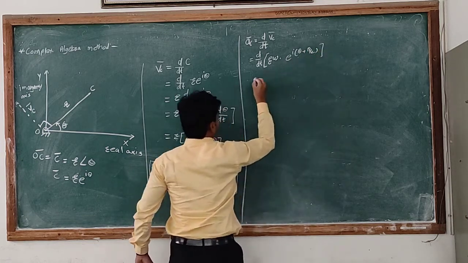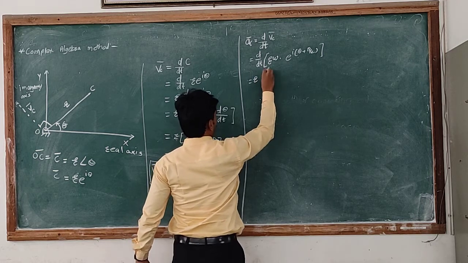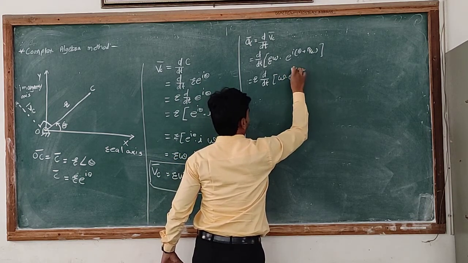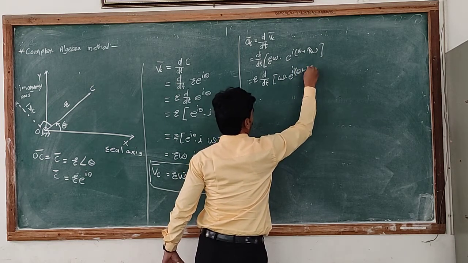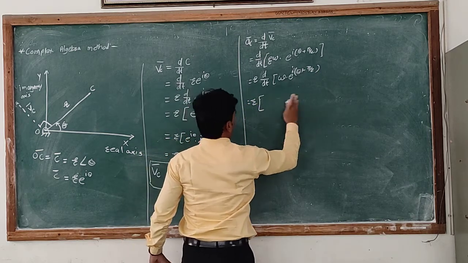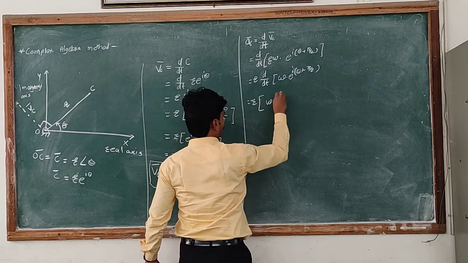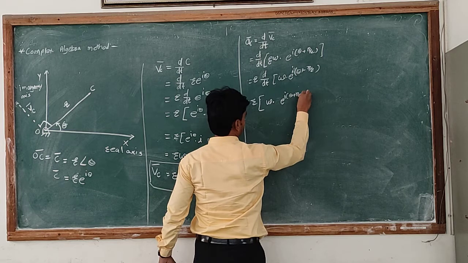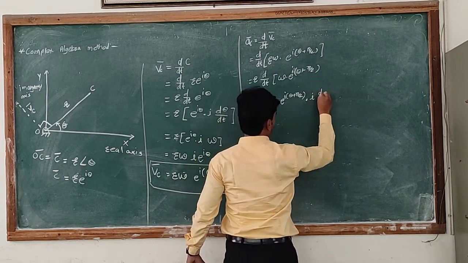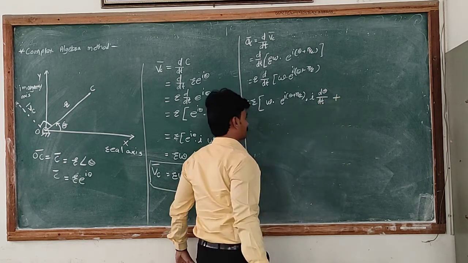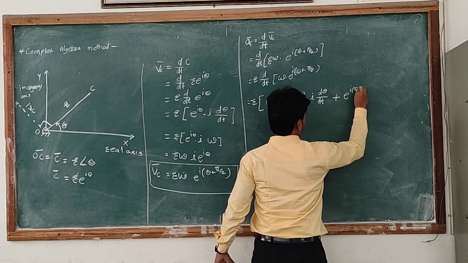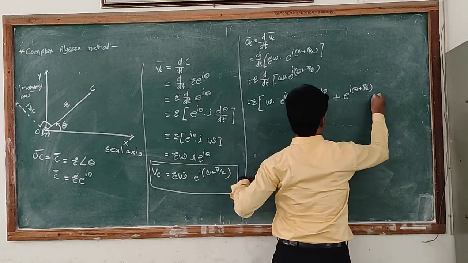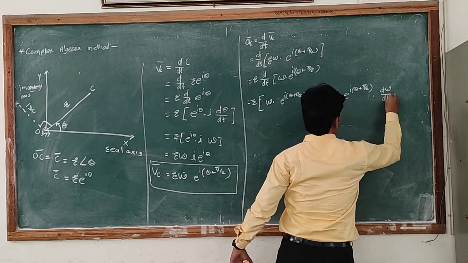Okay. If you differentiate it, R is constant. So R into, this omega is not constant here, so the derivative of this is e raised to I into theta plus pi by 2 into I into d theta by dt, plus e raised to I into theta plus pi by 2 into d omega by dt.